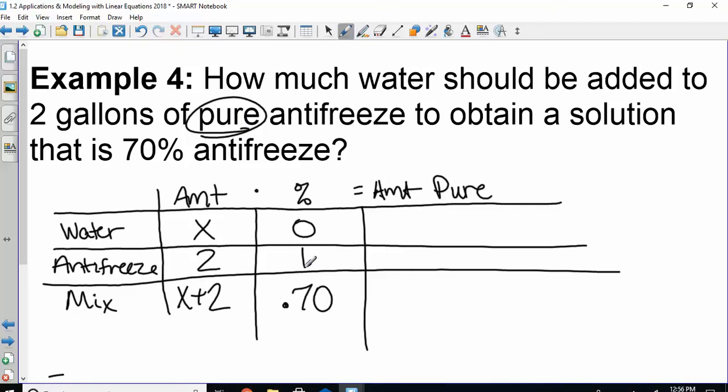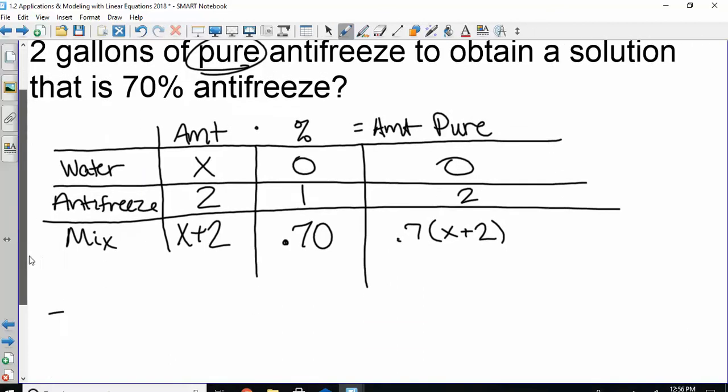The hard part is done, guys, because we have a formula to get this last column. It's amount times the percent, or the concentration. So X times 0 is 0. 2 times 1. And then we have our 0.7 times X plus 2. You can go ahead and multiply that if you want. I'm just, for the sake of your notes, writing out what I'm doing.